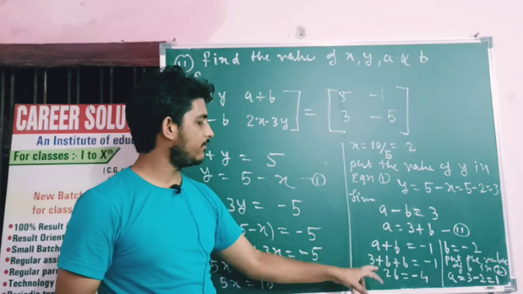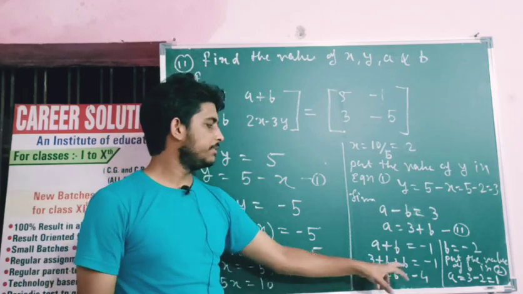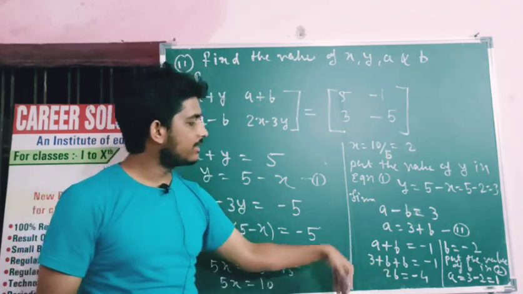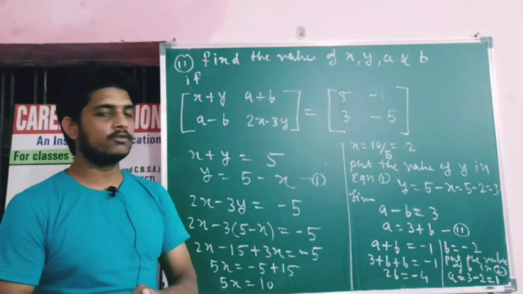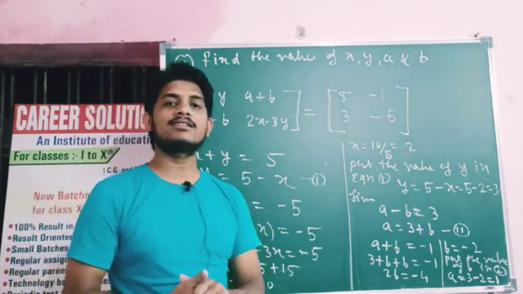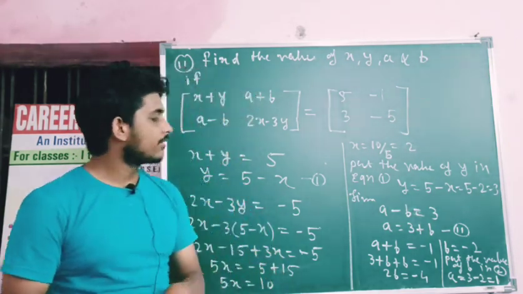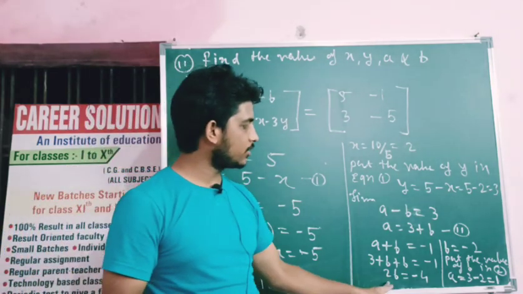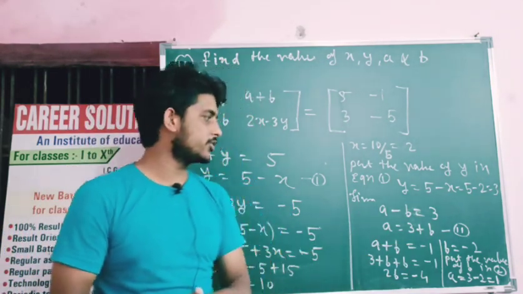So instead of a, we can write 3 plus b. So b plus b become 2b, and 3 will go to the other side of equal, so it will become minus 3. So minus 3 and minus 1 become minus 4.